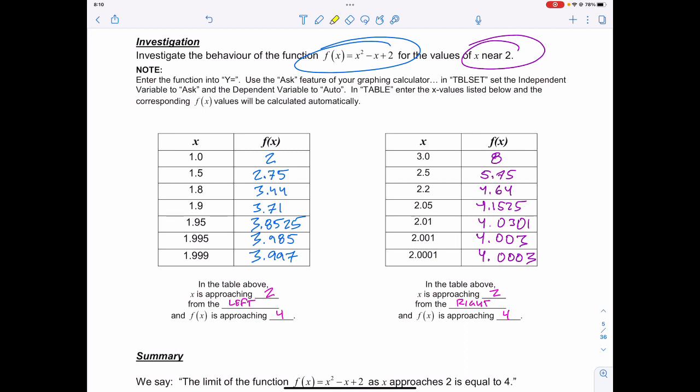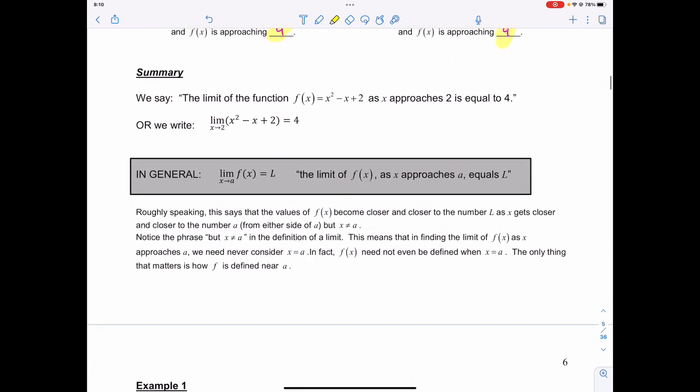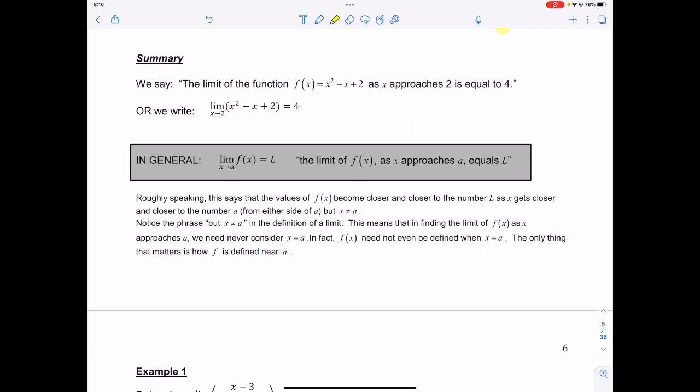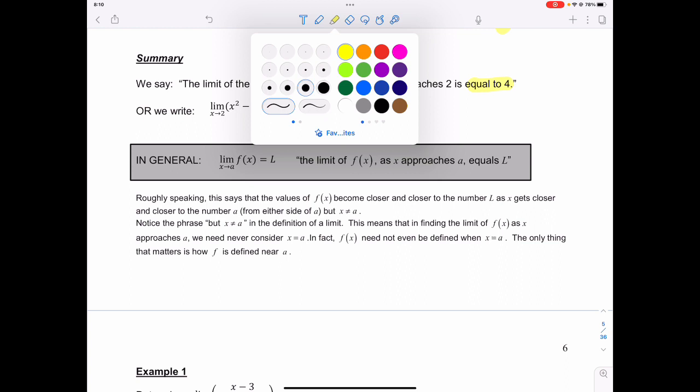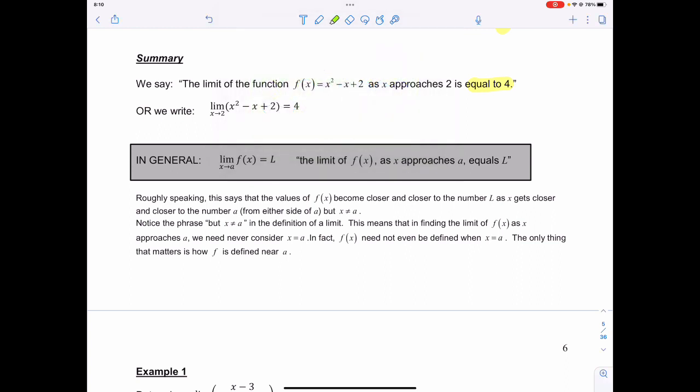And as we can see, as we approach from the left or we approach from the right, we wind up with the same value. So in summary, we say the limit of the function f of x equals x squared minus x plus 2 as x approaches 2 is going to be equal to 4. The way that we'd write that is like this: the limit as x approaches 2 of x squared minus x plus 2 is equal to 4.